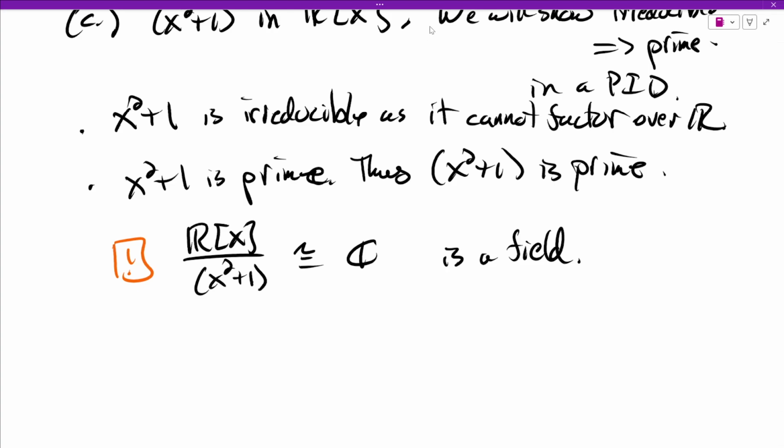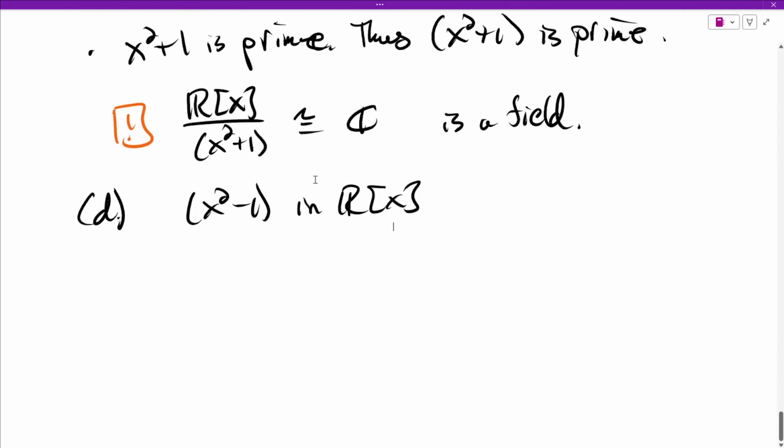All right, let's do another one. D. Let's look at x squared minus 1, the ideal generated by x squared minus 1 in R adjoin x. Well, x squared minus 1 factors, right? x squared minus 1 is x minus 1 times x plus 1. The very presence of this factoring seems to indicate that this should not be a prime ideal.